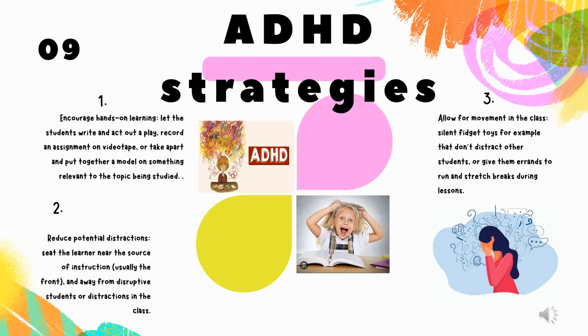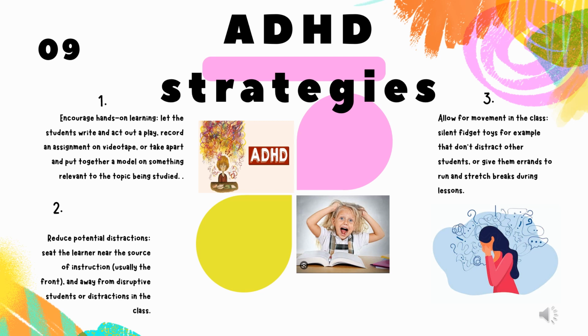ADHD strategies. 1. Encourage hands-on learning. Let the students write and act out a play, record an assignment on videotape, or take apart and put together a model on something relevant to the topic being studied. 2. Reduce potential distractions. Seat the learner near the source of instruction, usually the front, and away from disruptive students or distractions in the class.